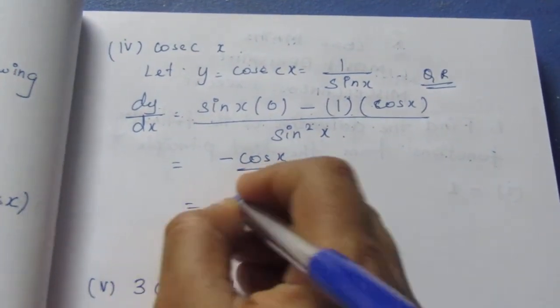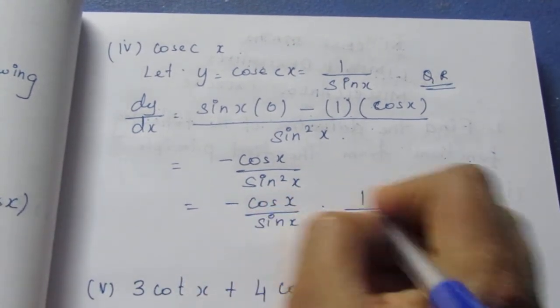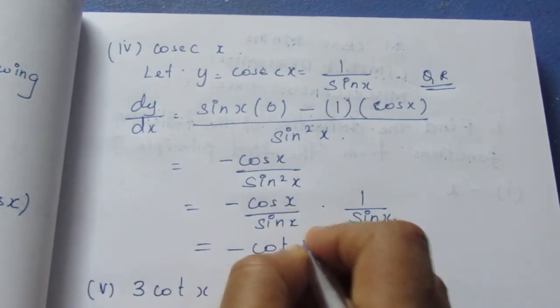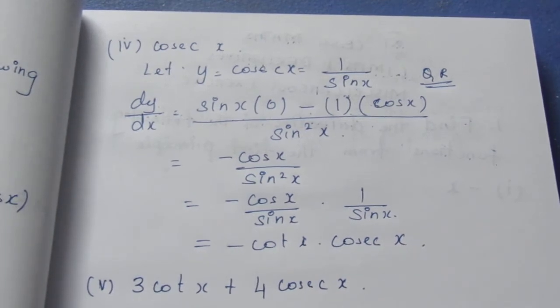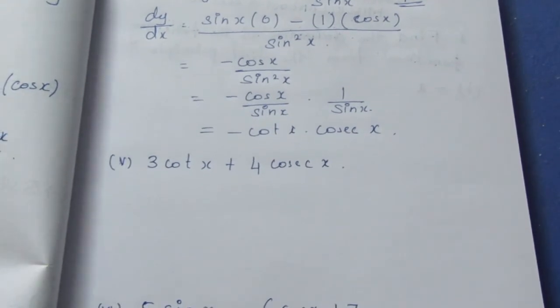The same way, I am going to separate the sin square x as sin x into sin x. It becomes minus cot x into cosecant x. So the differentiation of cosecant x is nothing but minus cot x into cosecant x. Now we'll move on to the fifth one. The question here is 3 cot x plus 4 cosecant x.